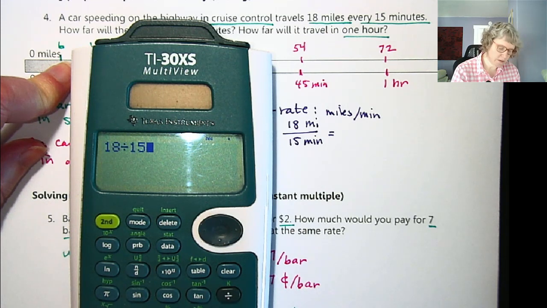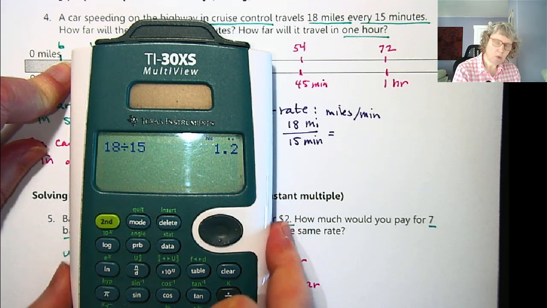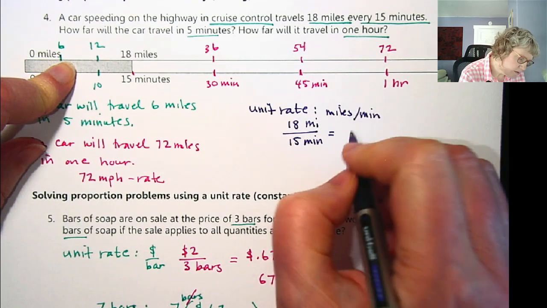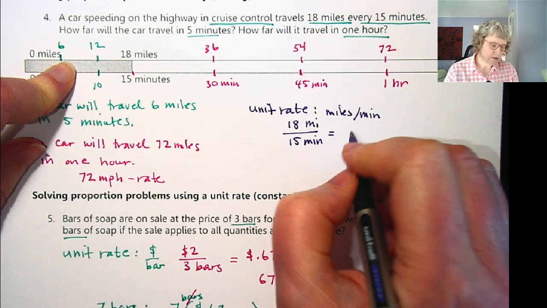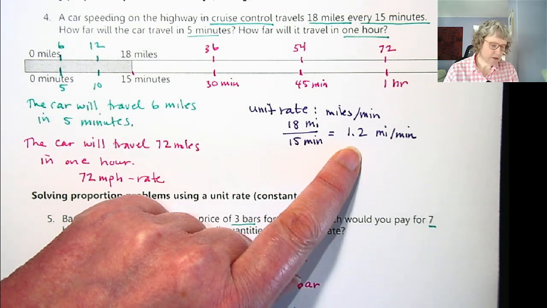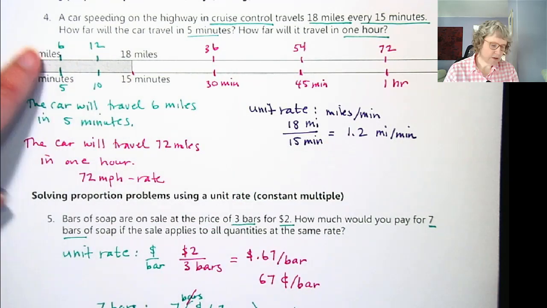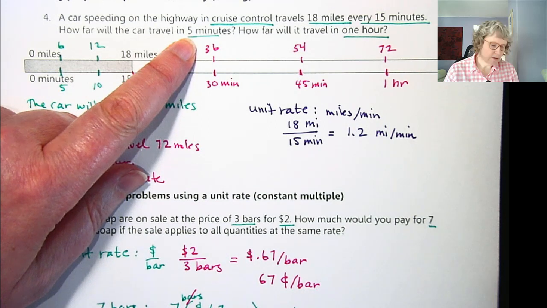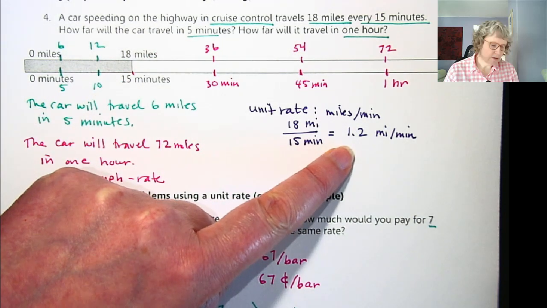18 divided by 15 is 1.2. So that's 1.2 miles per minute. And sometimes miles is abbreviated MI. Okay, miles per minute. Okay, so if we get that, then we can answer the other questions, right? So we can say, how far will the car travel in 5 minutes? Then we multiply that by 5.